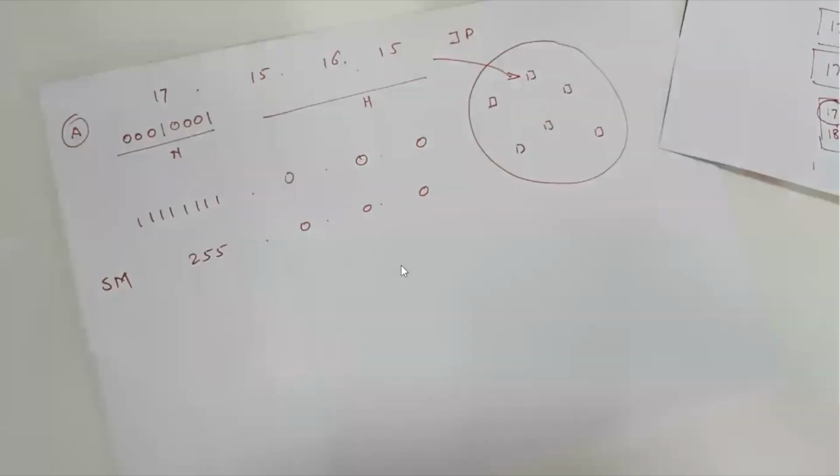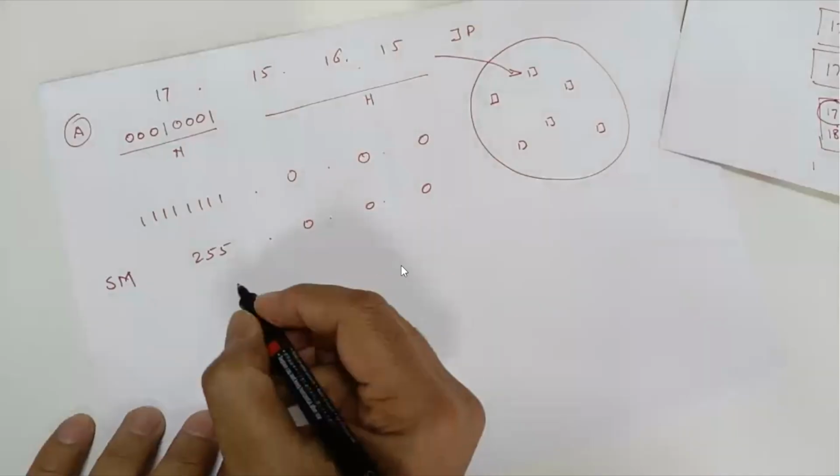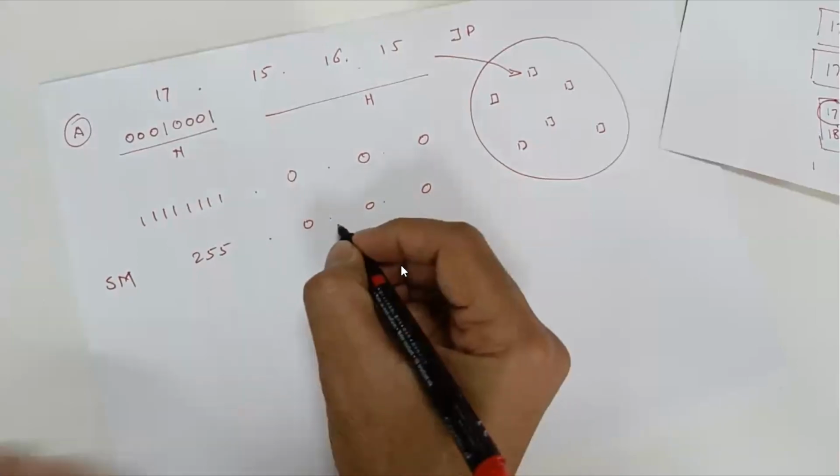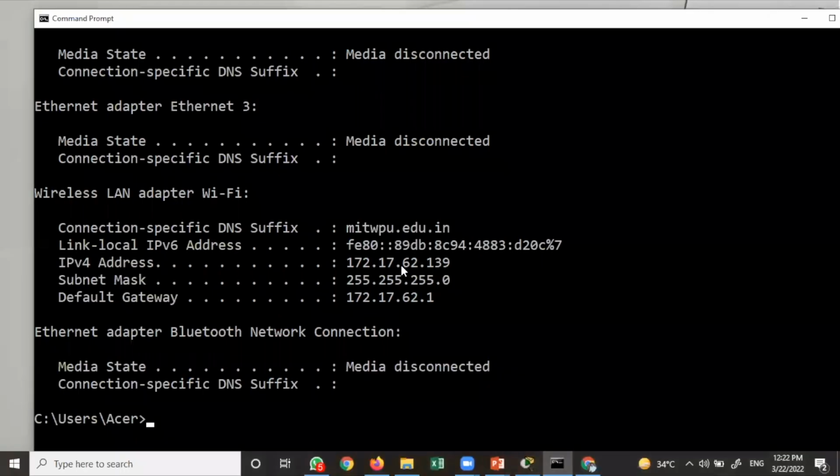Sir, yes, any doubt? Sir, then why is it showing 255.255.255.0? Yeah, there is a big reason behind it. That is called the subnetting concept. I'll tell you the subnetting concept in the next session. It is a very important concept. Again, let me repeat this.